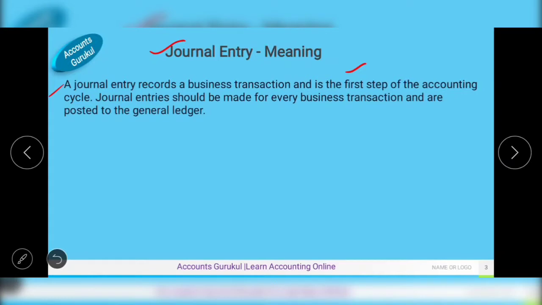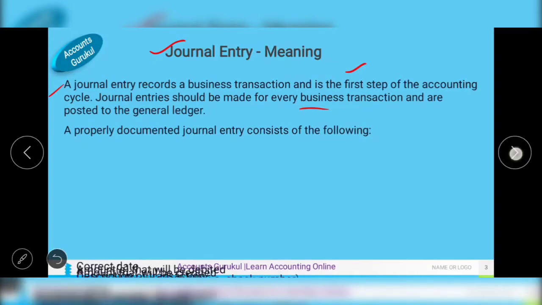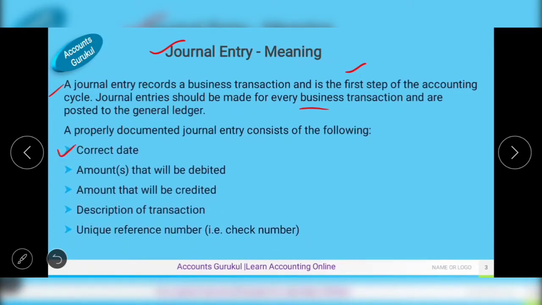The journal entry should be made for every business transaction and posted to the journal ledger. A properly documented journal entry consists of the following. If we need to know what a properly documented journal entry is and what parameters it has, we are going to discuss that here. The first is the current date, so the correct date. Next, the amounts that will be debited, the amounts that will be credited, descriptions of the transactions, and a unique reference number for the transactions. So these are all the parameters of a properly documented journal entry.